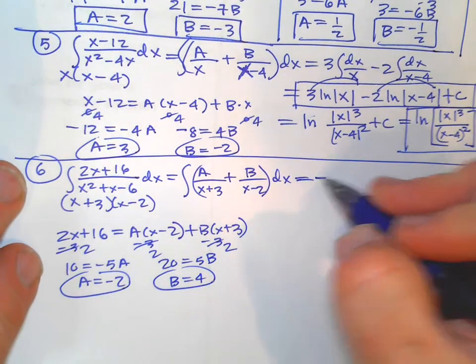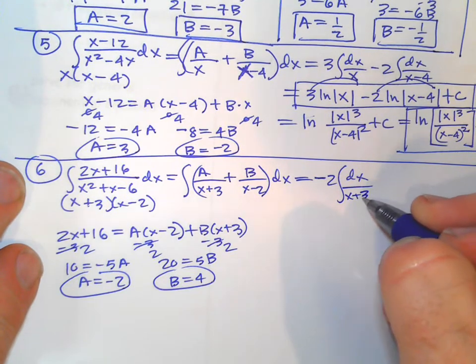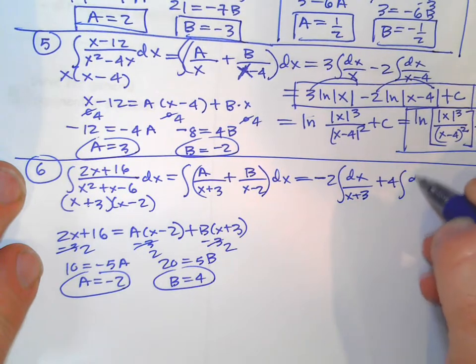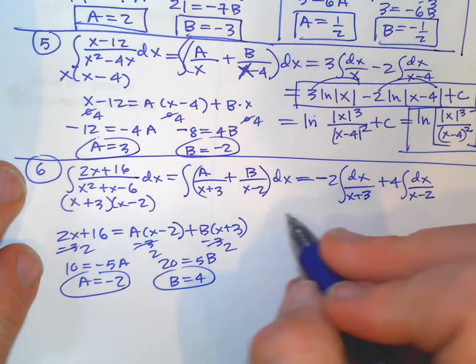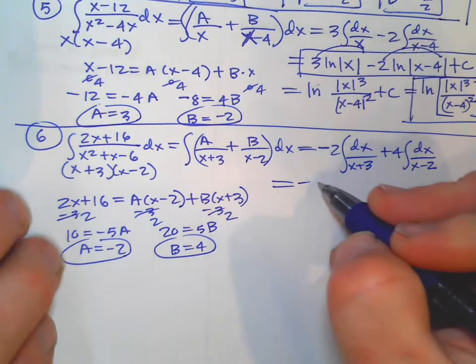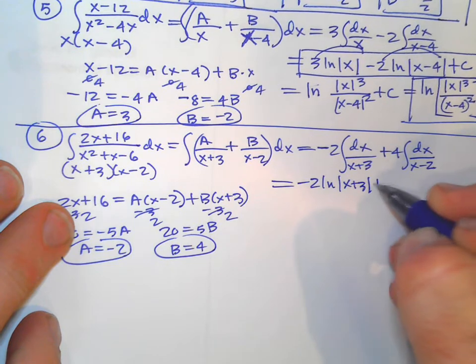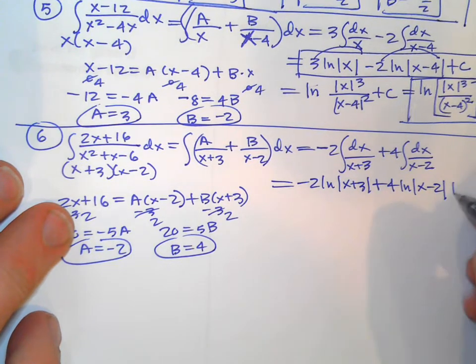So now we're going to rewrite this. I'm going to put the negative 2 out in front and do dx over x plus 3, and then plus 4 dx over x minus 2. So this is going to be negative 2 natural log of the absolute value of x plus 3, plus 4 natural log of the absolute value of x minus 2, plus C.